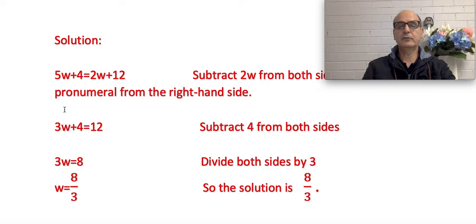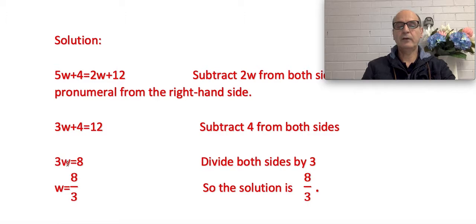Now, we know how to solve this equation. You got the pronumeral only on one side. You got to get rid of this 4 by subtracting 4 from both sides. So take away 4 from this side, so that plus 4 will go away. You end up with 3w. Take away 4 from this side, you end up with 8.